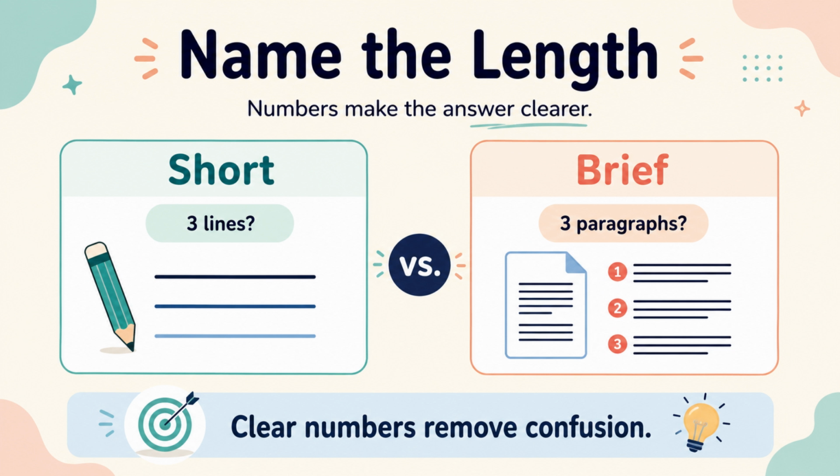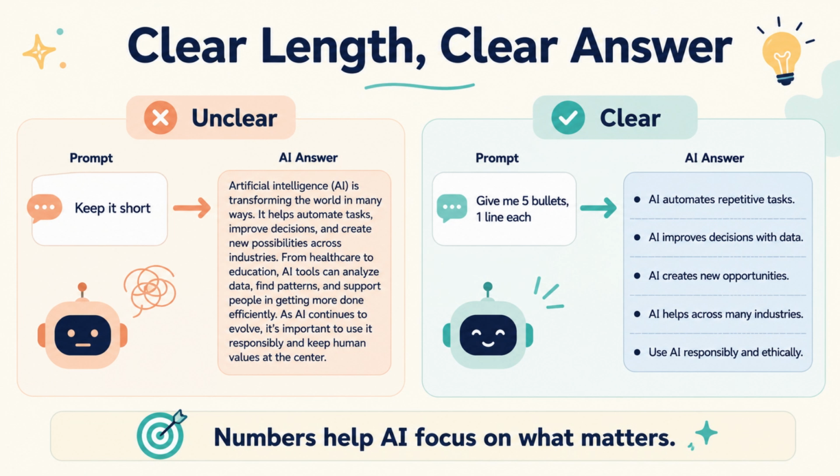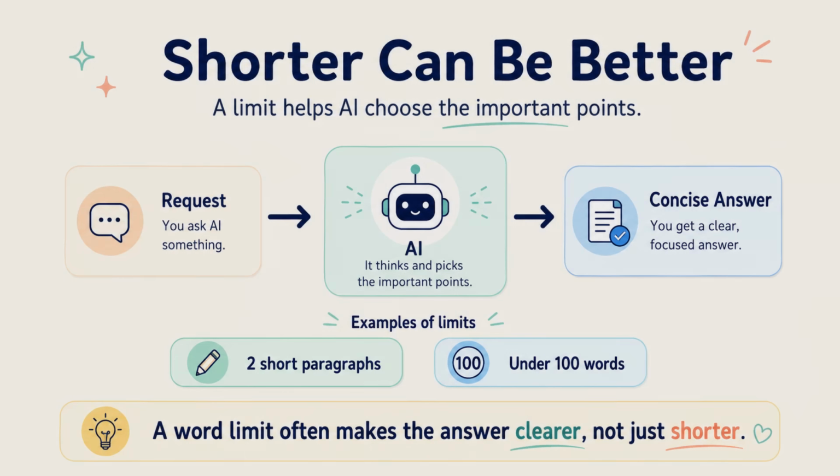Next, tell AI the length. This is important because words like short or brief can mean different things. Your idea of short may be three lines, AI's idea of short may be three paragraphs. So use numbers. You can say, keep it under 100 words, write one sentence, give me five bullets, one line each. Use two short paragraphs, make it a 30-second voiceover. Numbers remove confusion. They also force AI to choose only what matters. So the answer becomes not just shorter, but often clearer too.